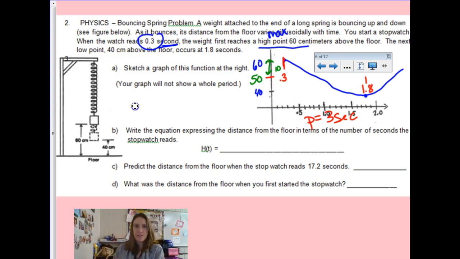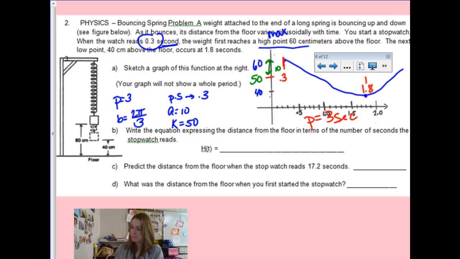If I want to write down all these clues, that's fine. The period is 3 seconds, which means if I go to calculate the b value, remember that's 2 pi over the period, so 2 pi over 3. The phase shift is to the right 0.3, so it's going to be t minus 0.3 when I put it in the formula. Amplitude is 10. Midline, the k, is 50.